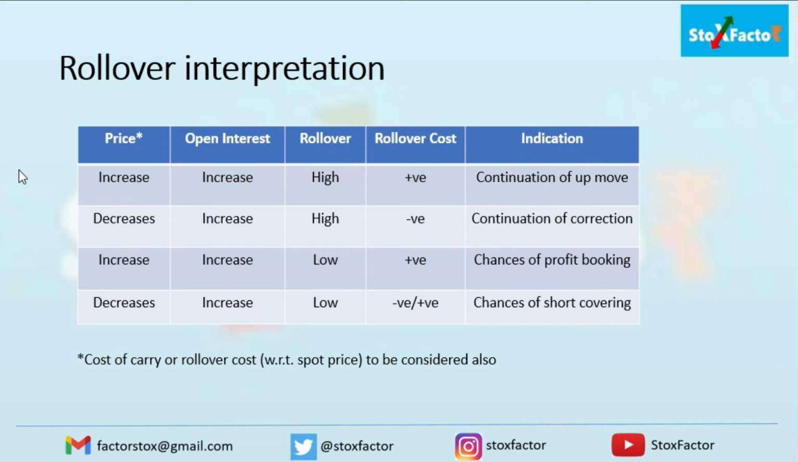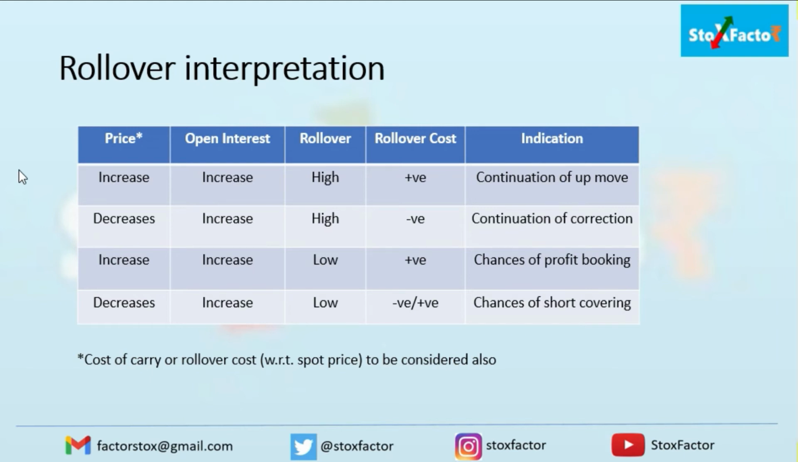Now the second case: the price has decreased, open interest has increased, rollover is high, and the rollover cost is negative. Negative means the future price is available at a discount to the spot price. It means that in the current month there was bearishness in the stock, and the bearishness is likely to continue in the next month based on the rollover statistics, and people will roll over their short positions to the next month. That's why the future price is available at a discount, because people are shorting the positions heavily.